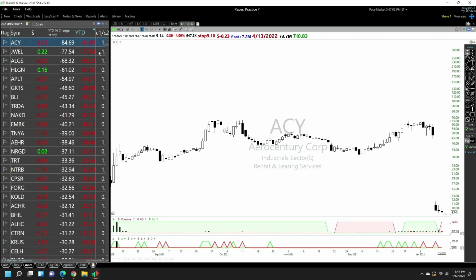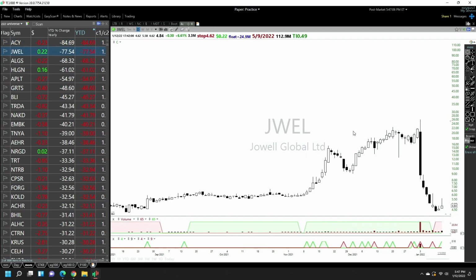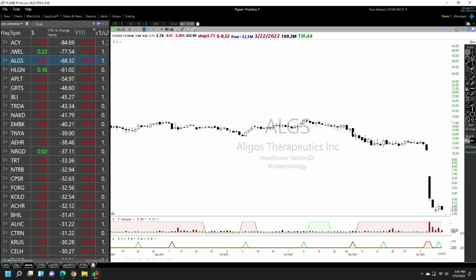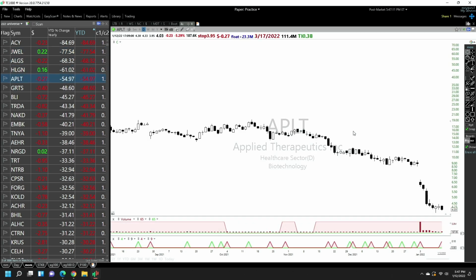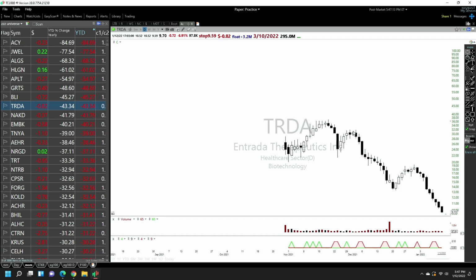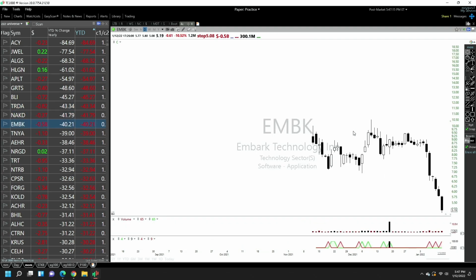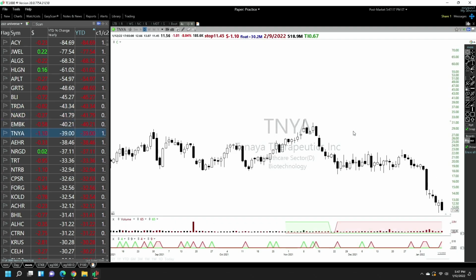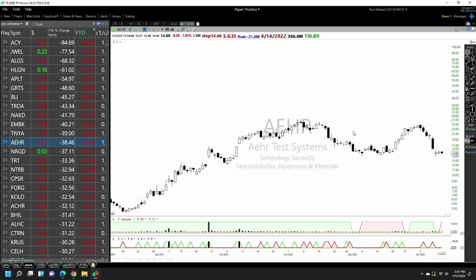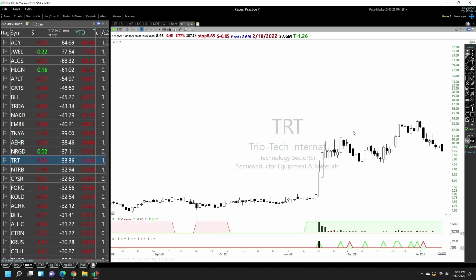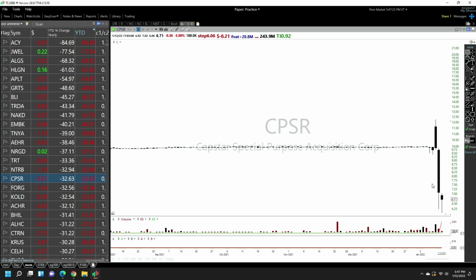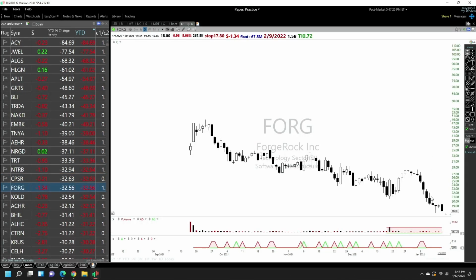If you want to find the weak stocks, you can sort by this particular column and look for the weakest stocks. This particular stock is down 84%. This stock is down 77%. This way you can find strong and weak stocks using a very simple tool which is available in Telechart, and that way you can find trading opportunities either in the strongest stocks or in the weakest stocks.